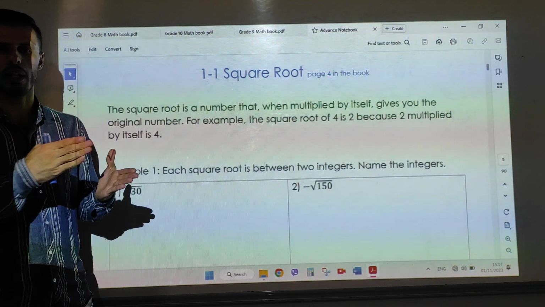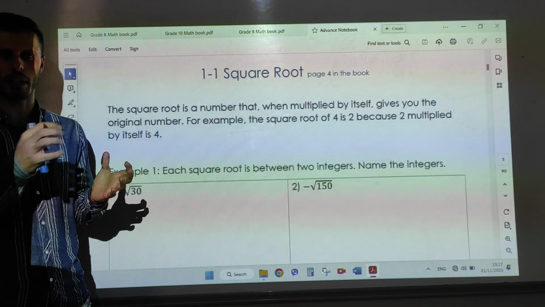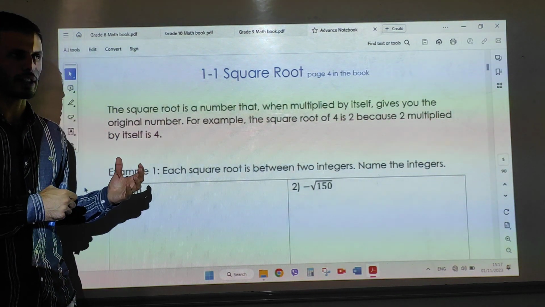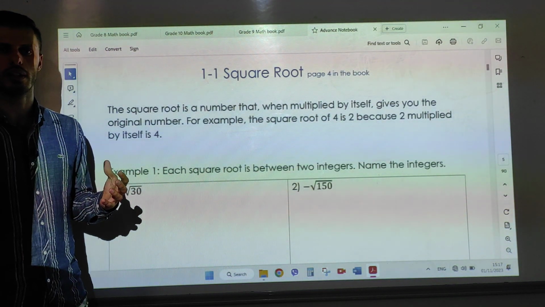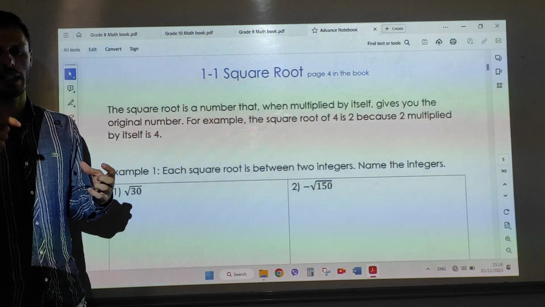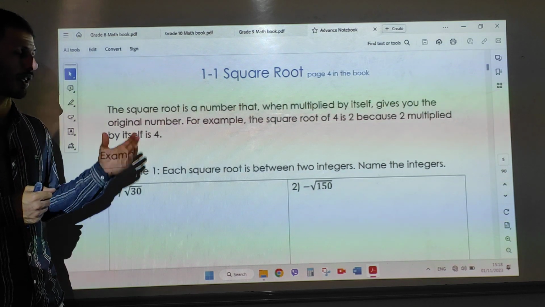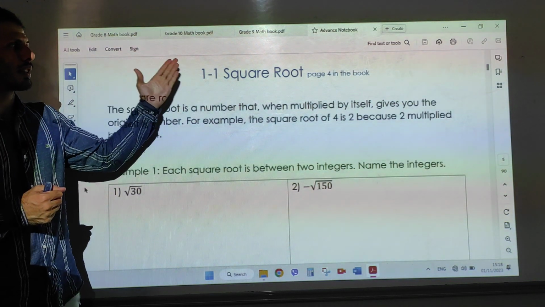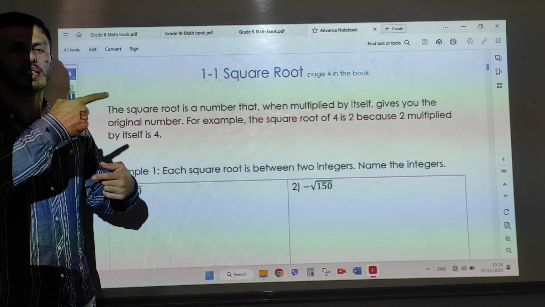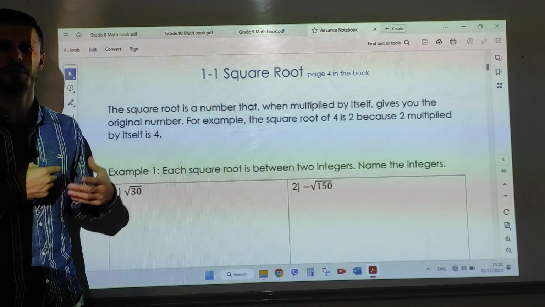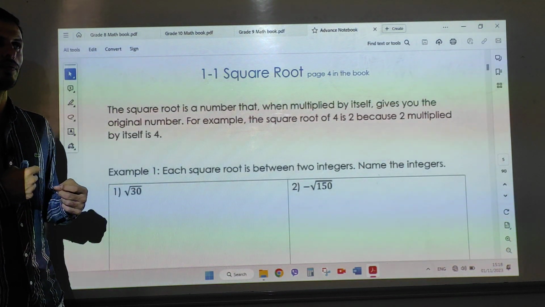Like 6 multiplied by 6. A number multiplied by itself gives a result which is a perfect square. 5 multiplied by 5 is 25. 7 multiplied by 7 is 49. We know these are perfect squares. Square root is the reverse operation of the perfect squares.